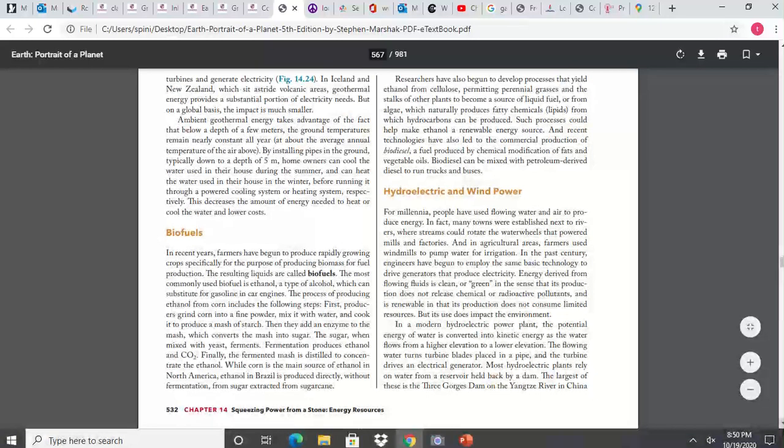Then, of course, hydroelectric and wind power. So hydroelectric, if you've got a big dam nearby. This was done back in the 30s and 40s with the Tennessee Valley Authority. They built dams on the rivers in Tennessee and Kentucky and West Virginia, places like that, and got energy and got power to folks who lived out in the rural areas.